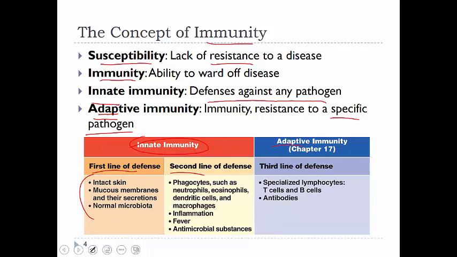And then our adaptive immunity is our third line of defense, and that's where we talk about T cells and B cells and antibodies. And this is specific. The other one is to anybody on the outside, anybody who's made it past the skin, and these are going to be general, any pathogen.